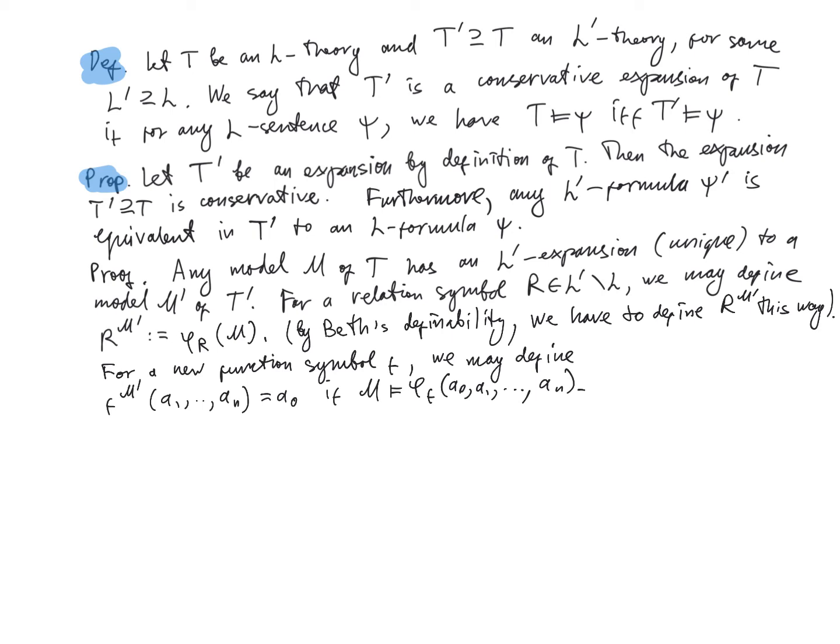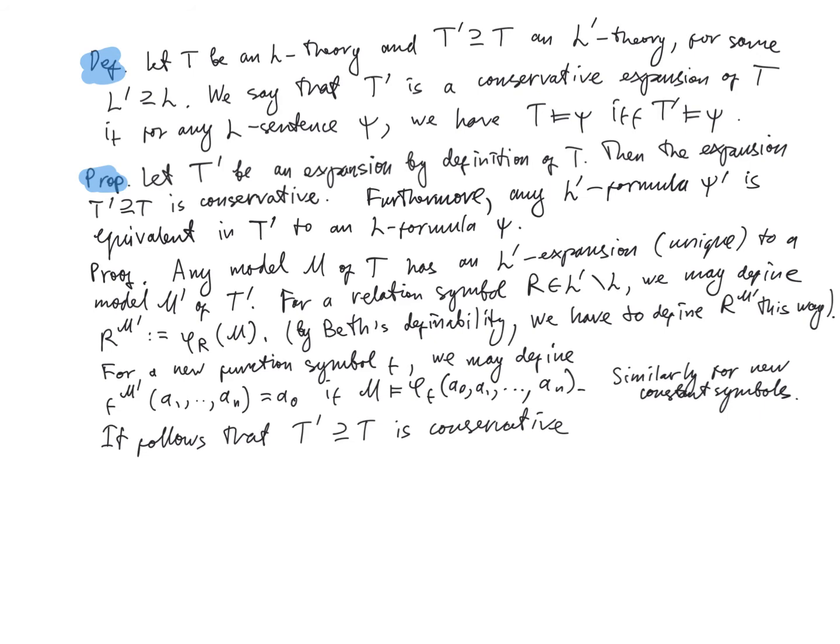And similarly, for new constant symbols, we pick them to be the realizations of the corresponding formulas phi c given in the definitional expansion. It then follows that T prime extending T is conservative, as any model of T can be expanded to a model of T prime, hence they have to have the same logical consequences.